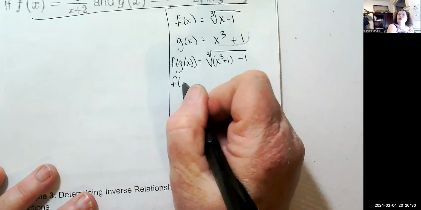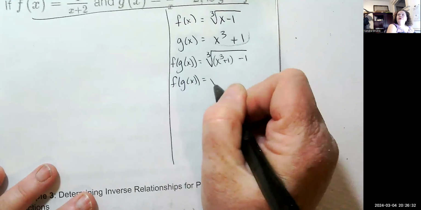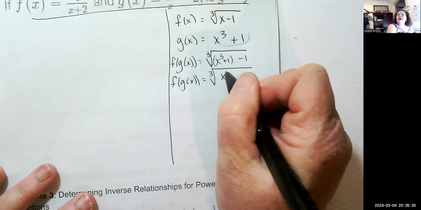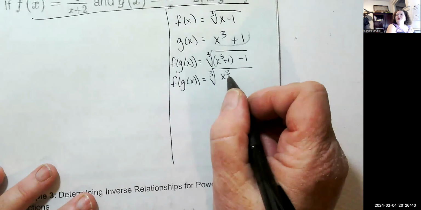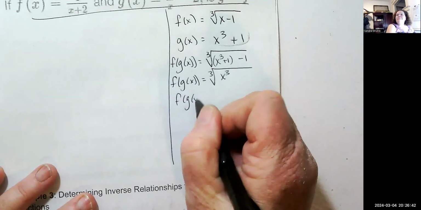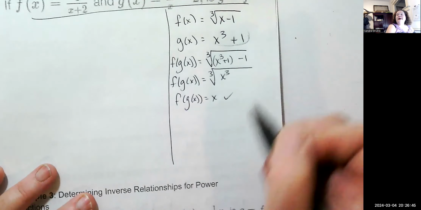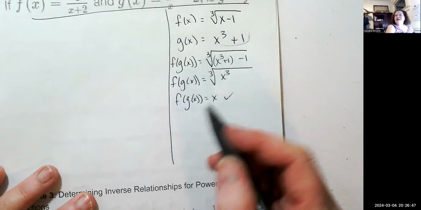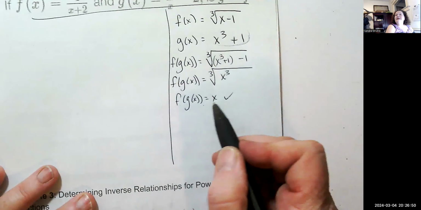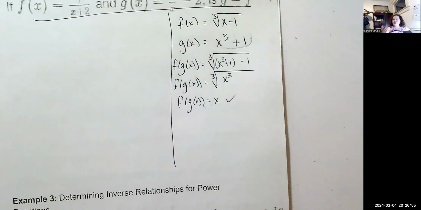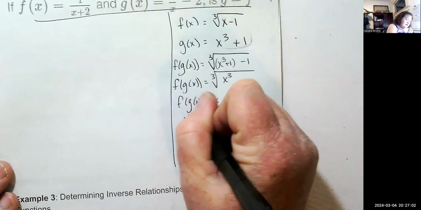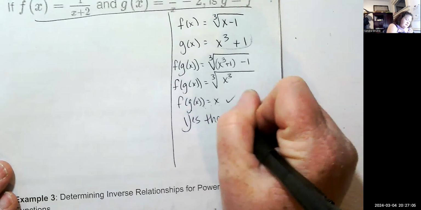And then I've got a minus 1 over there. Now I just need to clean this up a little bit. Cube root of x cubed. Well, this is plus 1 minus 1, so those are gone. So we just have the cube root of x cubed. So I'm thinking, yeah, they're inverses of each other, because the function f of g of x is x, the composition. Okay. If you would have gone the other way, g of f of x, you would have gotten x as well. So because I got x, yes, they are inverses.